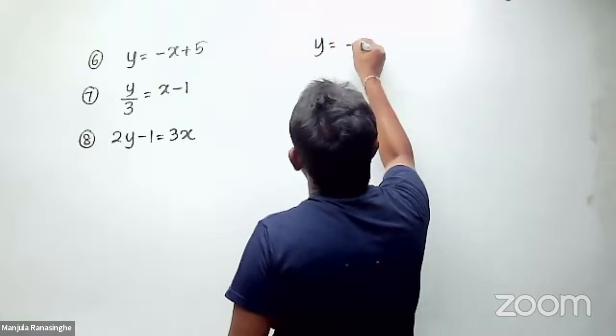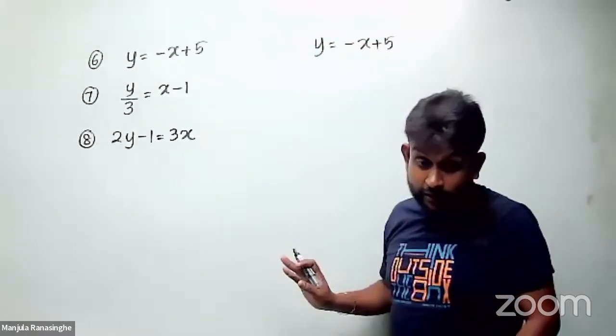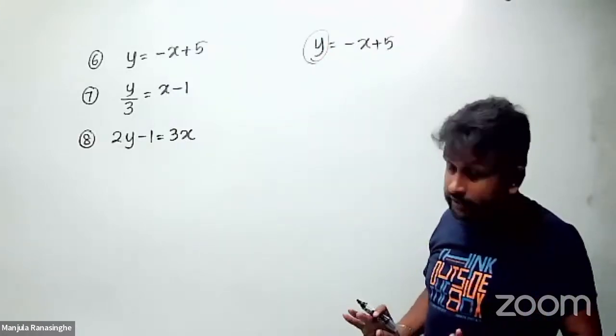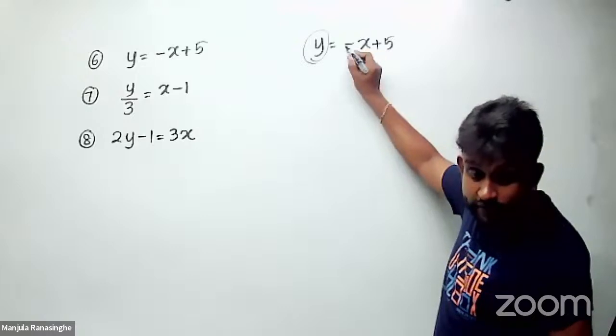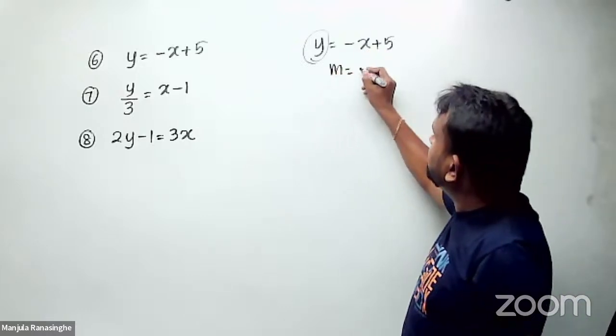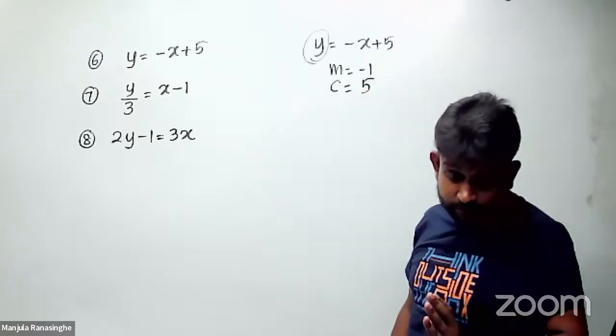y equal negative x plus 5, Putta. y equal negative x plus 5. So y being subjected. Now the x coefficient is negative, means negative 1 there. So m equal negative 1, c equal positive 5. This is the answer. Okay.